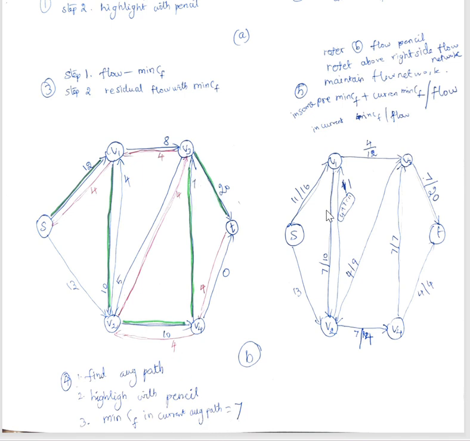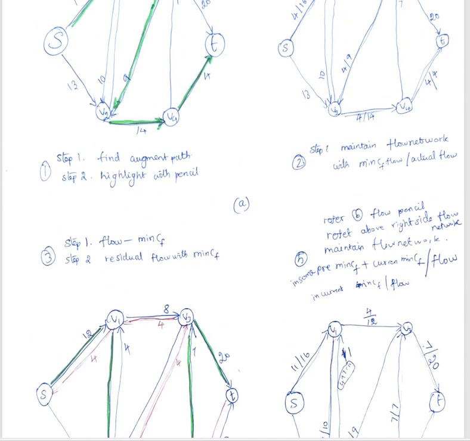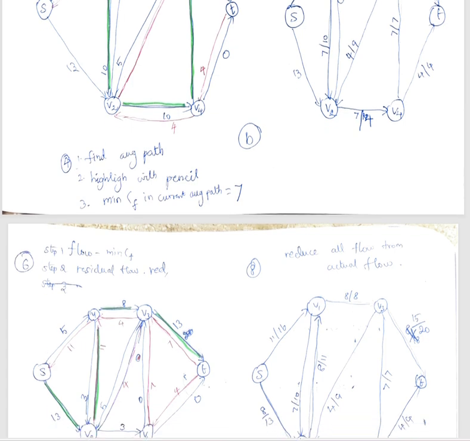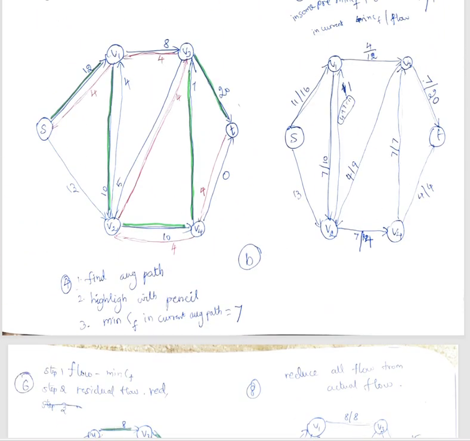Here on the right side, previously we had 4, so we were writing 4 by 16. Now the minimum path is 7, so 4 plus 7, 11 by 16 we need to write. Likewise for all the edges of the current path. This one is not used in the current path; the previous value is 4 by 12 in the above graph, so we maintain the same. Then in the next step, we need to subtract the 7 from this path. So 12 minus 7, 5.